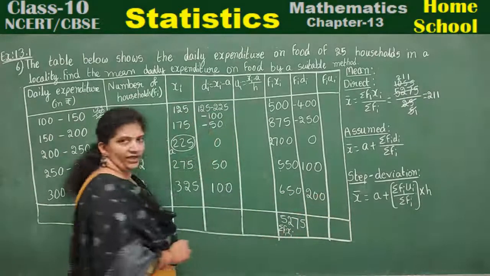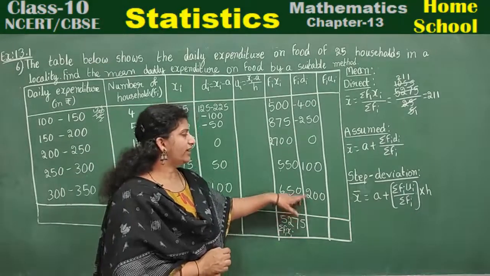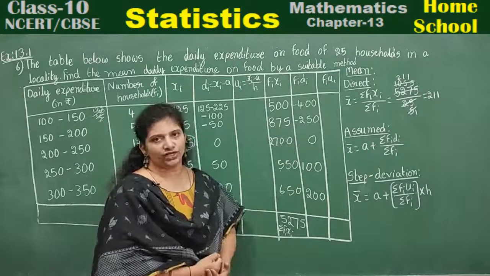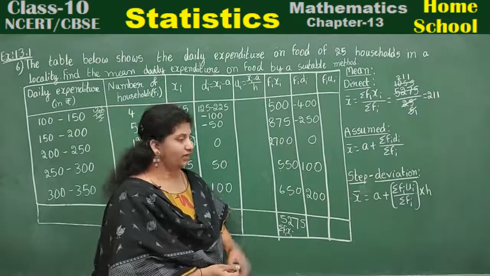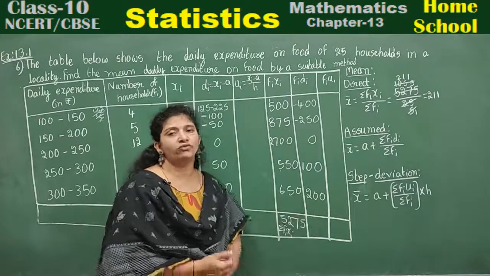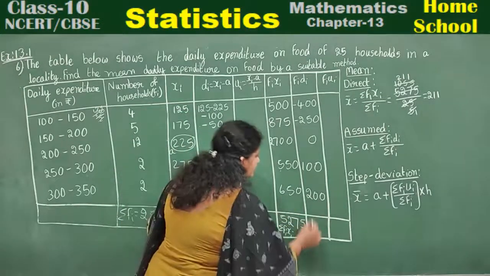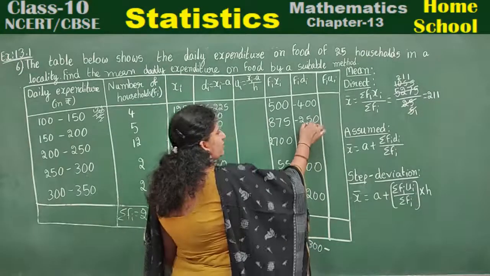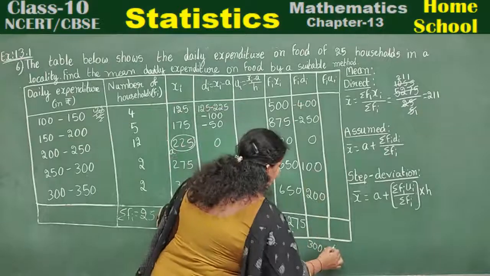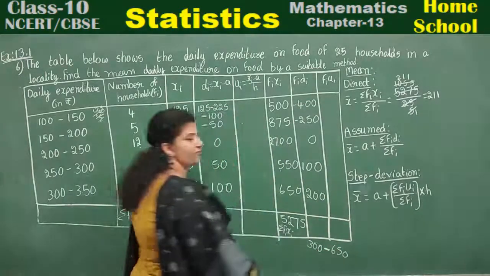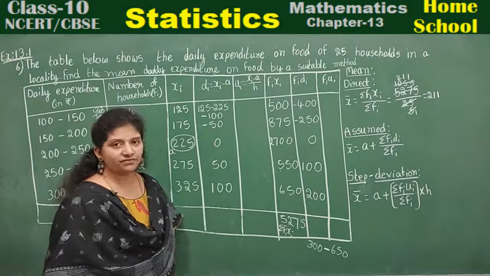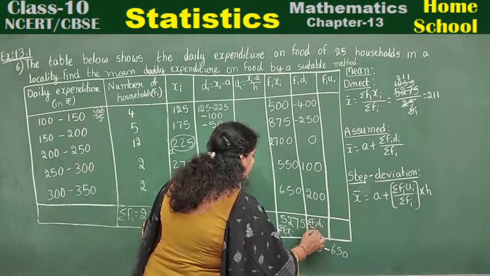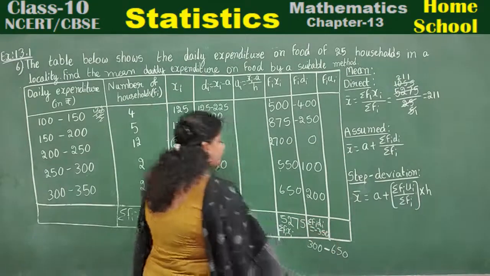200. Okay. Now add this. 200 plus 100 will be 300. Minus 400 minus 250 will be minus 650. In minus 650, if you remove 300, that is 200 plus 100 is 300, minus 250 minus 400 will be minus 650. 300 minus 650 will be summation FiDi is equal to minus 350.